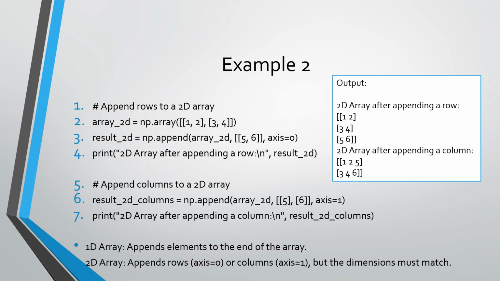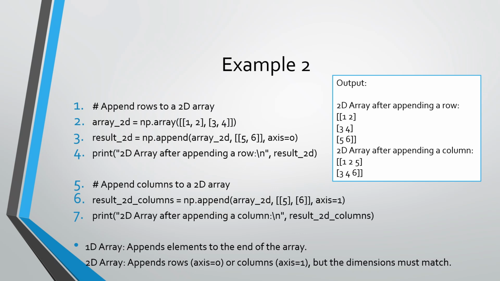In the next example, we are going to append rows to a 2D array. The first 2D array contains 2 rows, 2 columns. That is, we have 1, 2 in the first row, 3, 4 in the second row. Now we use the append function to add one more array that stores 5, 6 in the next row. Since we are adding based on the row, we specify axis is equal to 0 over here.